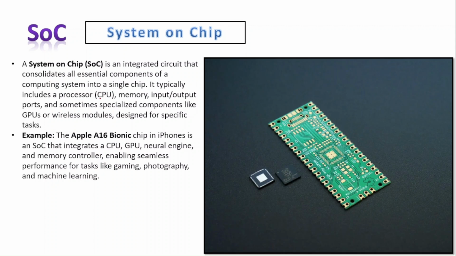It typically includes a processor, memory, input/output ports, and sometimes specialized components like GPUs or wireless modules designed for specific tasks. Example: the Apple A16 Bionic chip in iPhones is an SoC, or system on chip, that integrates a CPU, GPU, neural engine, and memory controller, enabling seamless performance for tasks like gaming, photography, and machine learning.